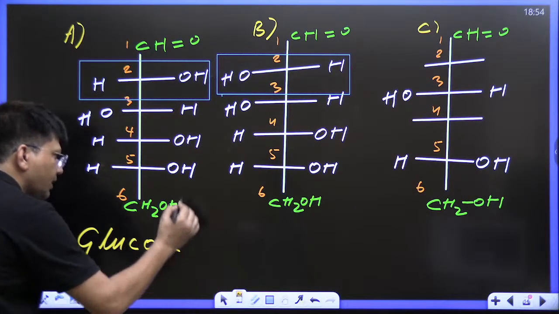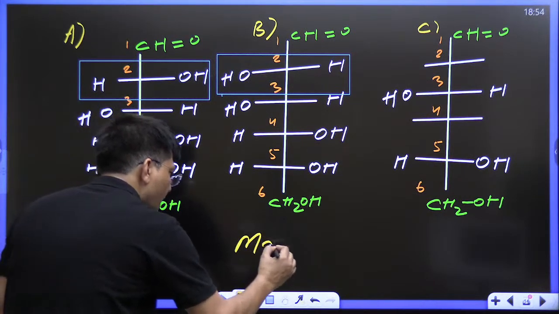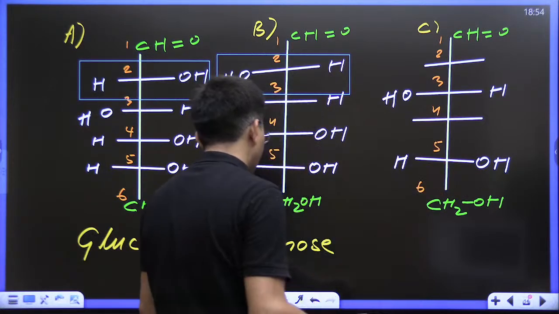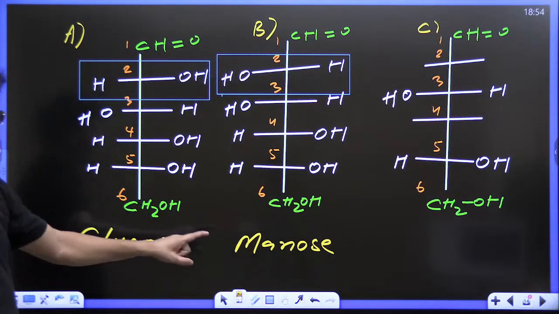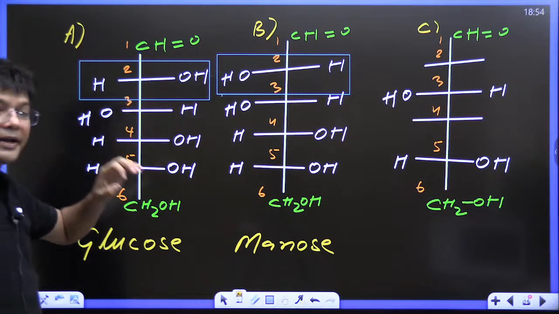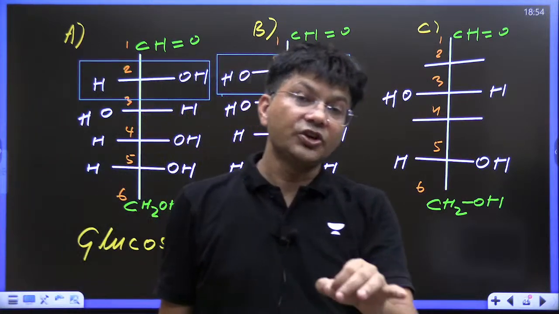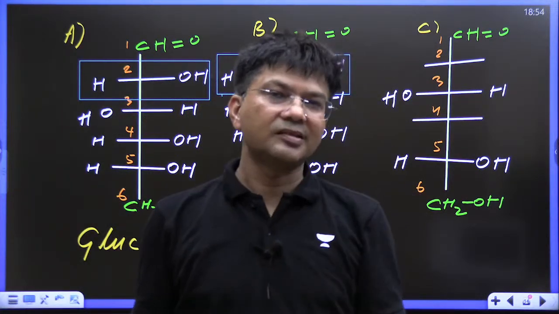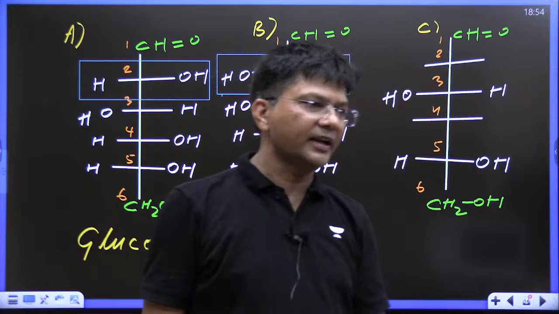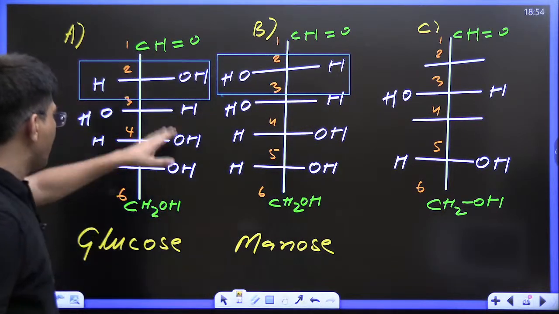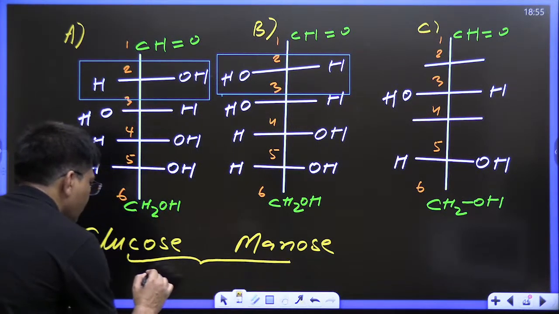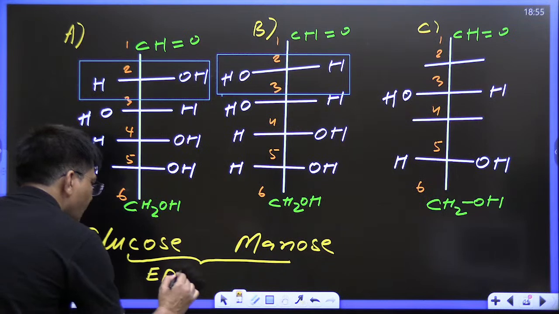And that compound's name is mannose. This is glucose, this is mannose. They differ at one carbon, in the orientation of OH, the spatial arrangement of OH, that is the second carbon. So what relationship do they hold? They are epimers.